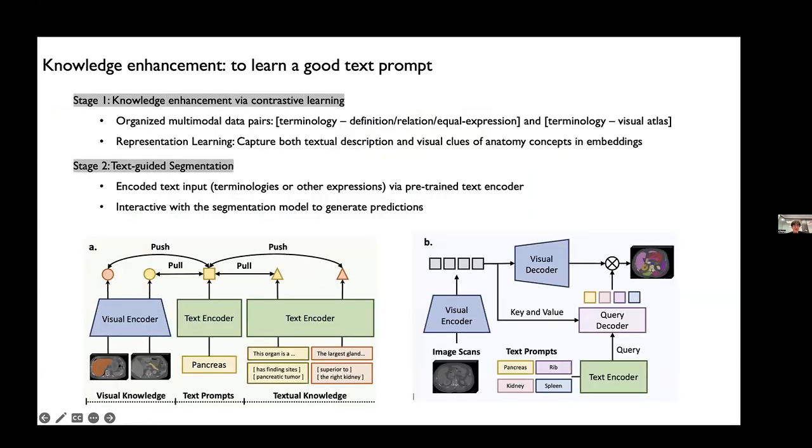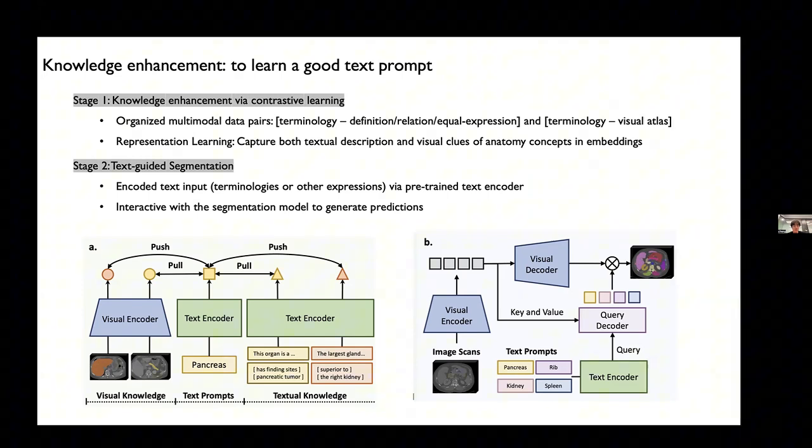So based on this knowledge data, we do two-stage training to build SAT. The first stage is knowledge enhancement, which is a contrastive learning procedure. We first organize the previous multimodal knowledge data into positive pairs. It can either be text-to-text or text-to-vision. And we use a vision encoder and a text encoder to embed them and do contrastive learning, where we pull the positive pairs together and push the negative pairs apart. By doing so, we try to let the model learn a good representation for each terminology. We want to capture both the textual description and visual clues of the anatomy concept in their embeddings.